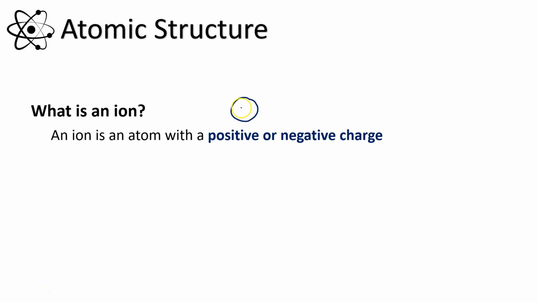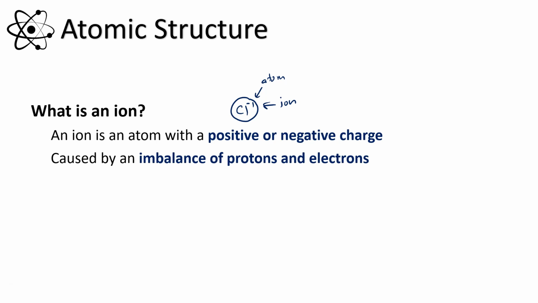For example, if this circle represented a chlorine atom, and that chlorine atom had a -1 charge, then you could call that an atom of chlorine because it is an atom. But because it's an atom with a charge, you could also refer to this as a chlorine ion. This is caused by an imbalance of protons and electrons, and that's because protons are positive and electrons are negative.